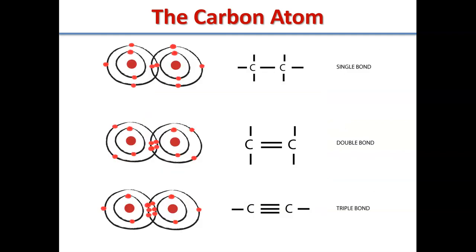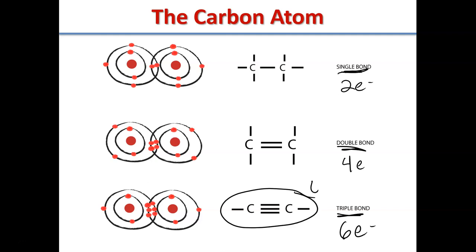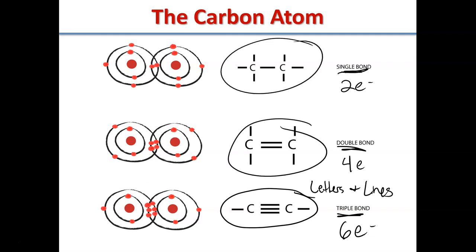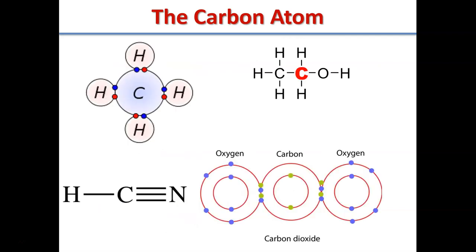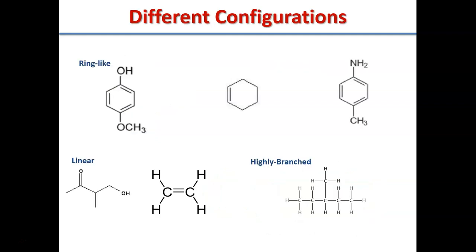So the great thing about carbon is because it has 4 bonds, carbon has the ability to create single bonds in which you share 2 electrons, a double bond in which you share 4 electrons, and a triple bond in which you share 6 electrons. You can see the structural formula. You remember letters and lines that I talked about? You can see the structural formula here, in which it includes the letters and the lines. Again, this is just another image showing how carbon can form all of these bonds.